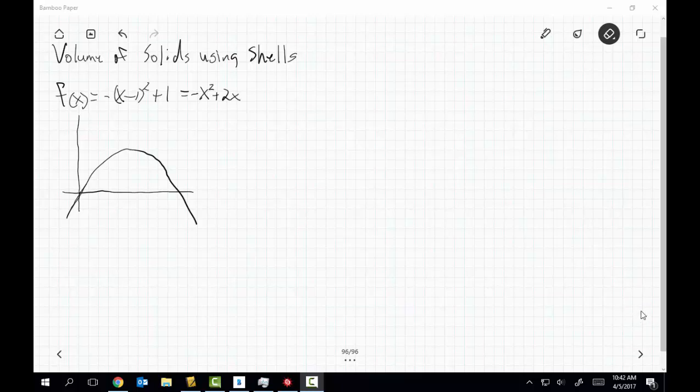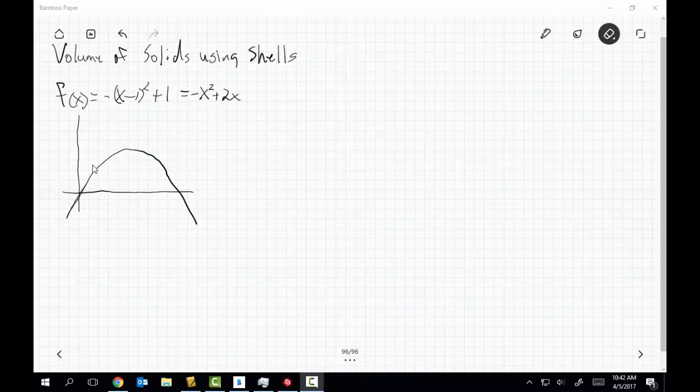Today we're going to talk about volume of solids using shells, a different method. Now, the reason we need a different method is if you look at this problem, I've got f of x equals negative quantity x minus 1 squared plus 1, which means we take an upside down parabola, we move it over 1, we move it up 1, we clean it up, and it's negative x squared plus 2x.